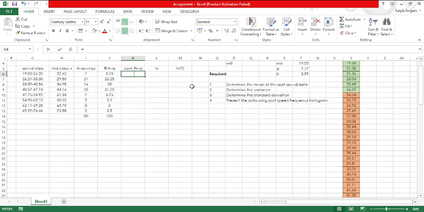For the cumulative frequency class, we have to copy the first percentage frequency, the 8.75, put it in there, and then for the next cell, you have to get the sum.